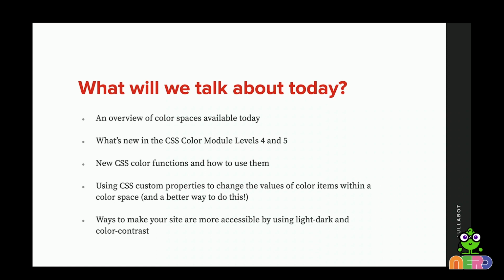So what will we talk about today? I'm going to talk about an overview of color spaces that are available today. I'm going to go over what's new in the color modules, level 4 and 5, and a little bit about level 6, but that one's pretty bleeding edge, so I'm not going to go in detail. I'm going to talk more about color functions and how to use them in CSS. I'm going to talk about using custom properties to manage the value of color items, and a better way to do this with something that's new in color module level 5.